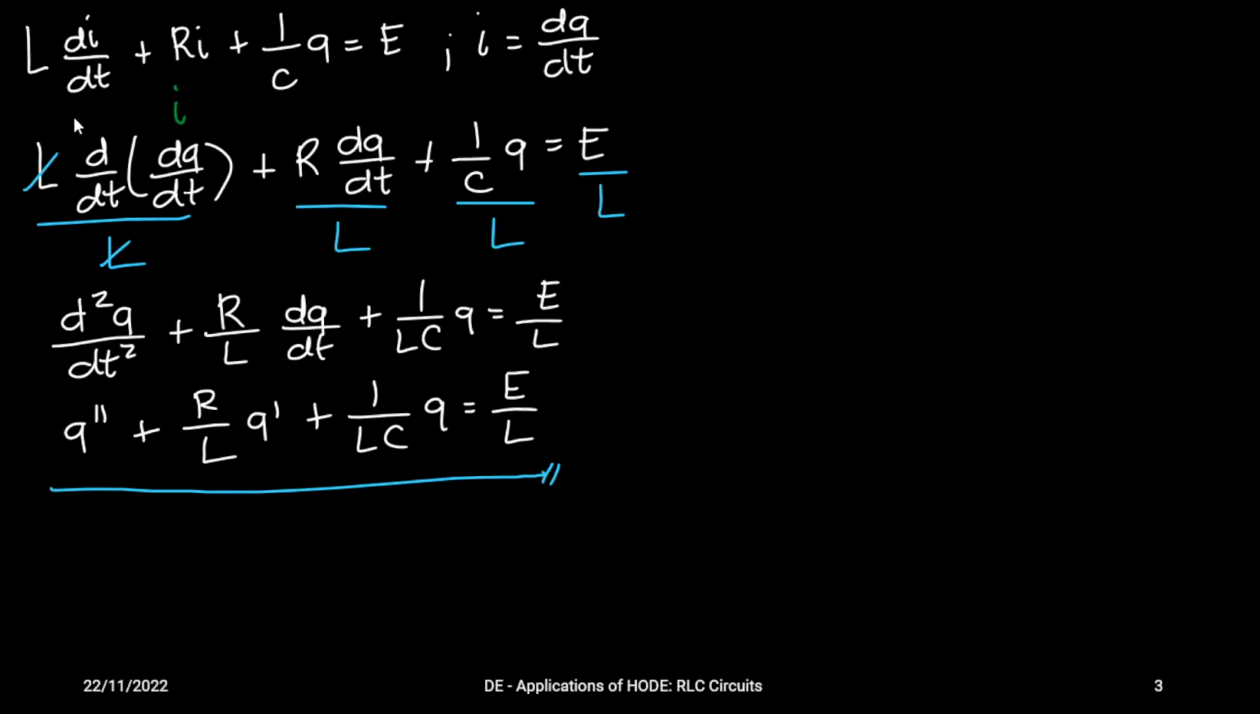So, ano nakuha nating equation. No, so we have here L di over dt plus Ri plus 1 over C Q is equivalent to E. Diba? So, let's get the second derivative, no?